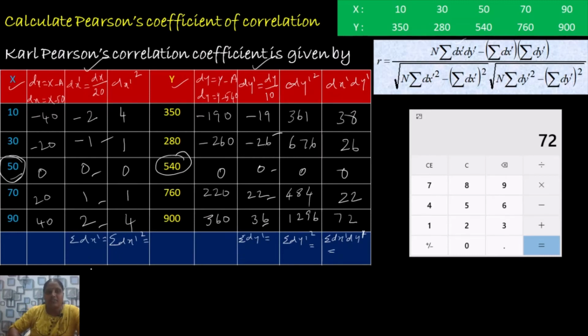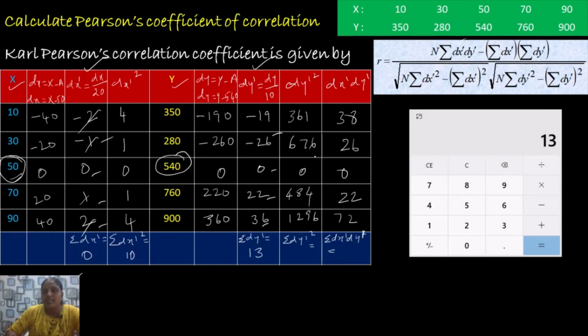Now let me first calculate sigma dx dash, that is minus 2, minus 1, 0, 1, 2. Here we get 0 because these two cancel and these two cancel. So overall the total value is 0 itself. And sigma dx dash square, 4 plus 1 is 5, 5 total 10. Next, sigma dy dash, here minus 19 minus 26 plus 22 plus 36, we get the total as 13.